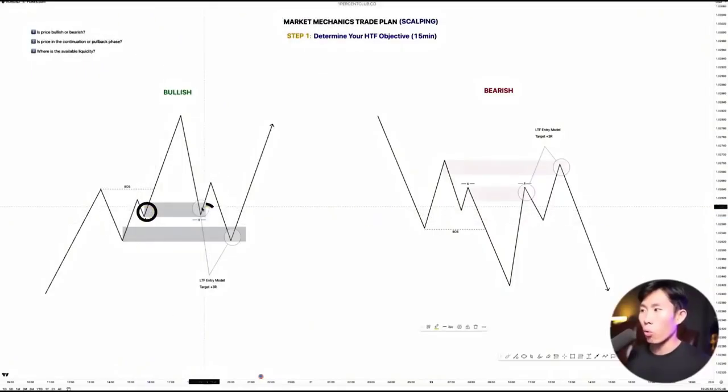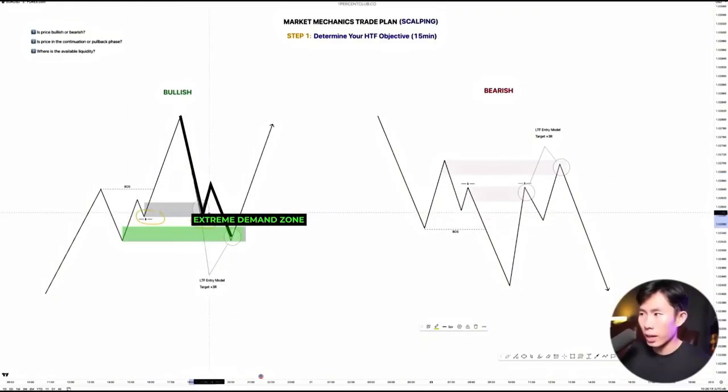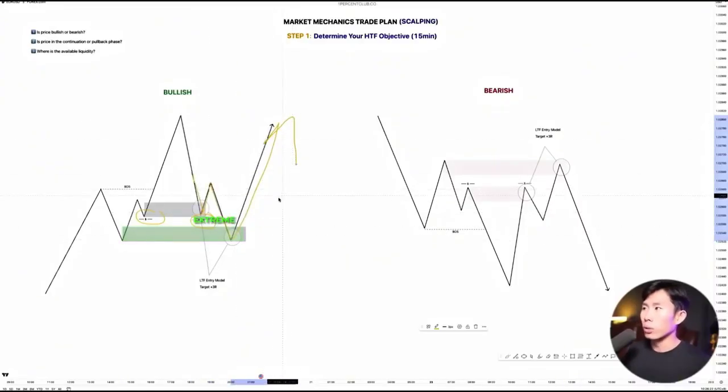We also got liquidity on the right hand side. Now this is where the fun part actually happens, right? So price actually goes down, pulls back, right? Fake out all the retail traders before price comes down even further to this extreme zone. Sweep all the available liquidity from the left side and the right side before we get a strong move in price. Okay, so this is pretty much how you really determine your higher time frame objective.